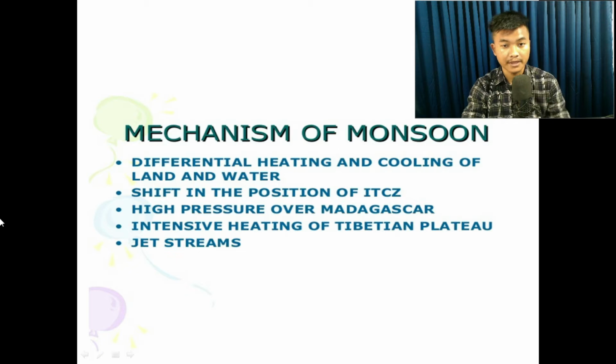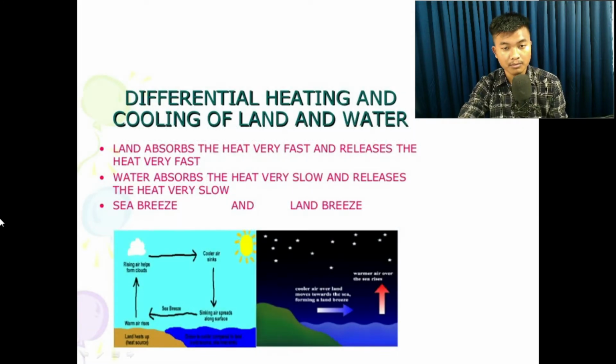And moving on to the next, that is the mechanisms of monsoon. The mechanisms of monsoon are: number 1, differential heating and cooling of land and water; number 2, shift in the position of ITCZ, that is the intertropical convergence zone; number 3, high pressure over Madagascar; number 4, intensive heating of the Tibetan plateau; and number 5, shifting movement of westerly jet streams.